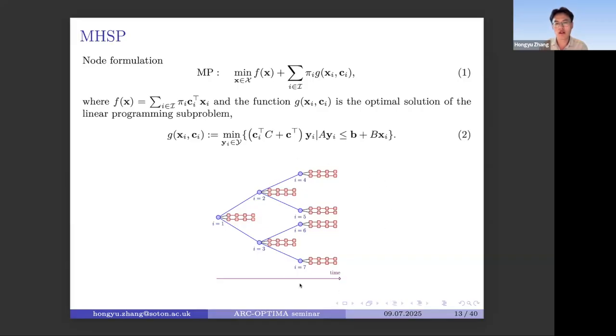And g of x_i, c_i is a linear program. So if you are familiar with Benders decomposition, we can decompose this problem in a two-stage Benders manner, where you put all the blue parts in your reduced master problem, and then each block of red squares are your subproblems. And then it's natural to see that the blocks of subproblems can be solved in parallel.